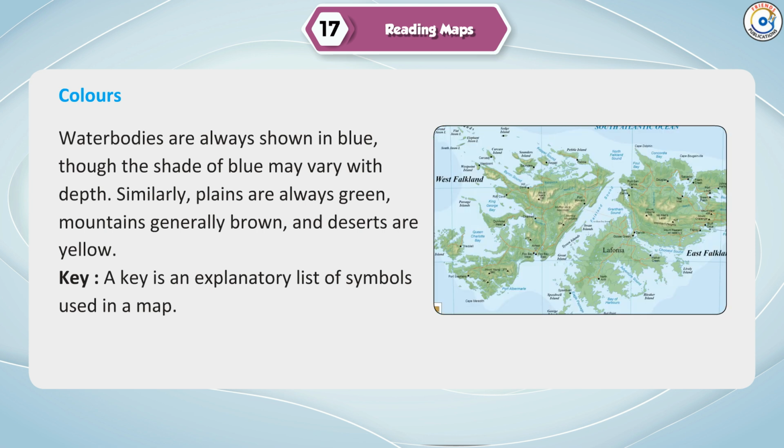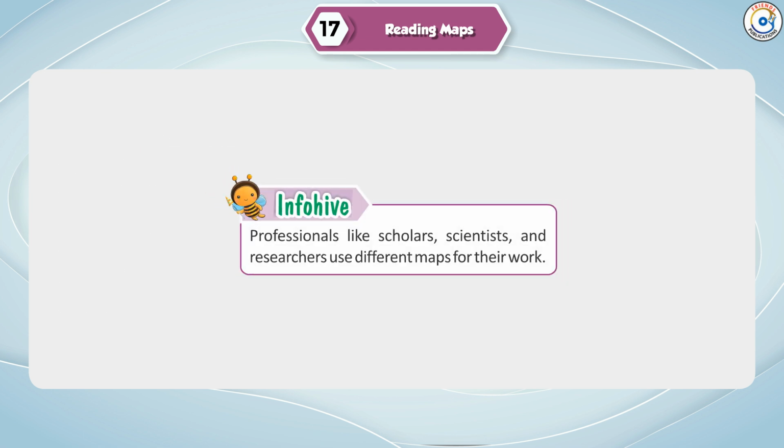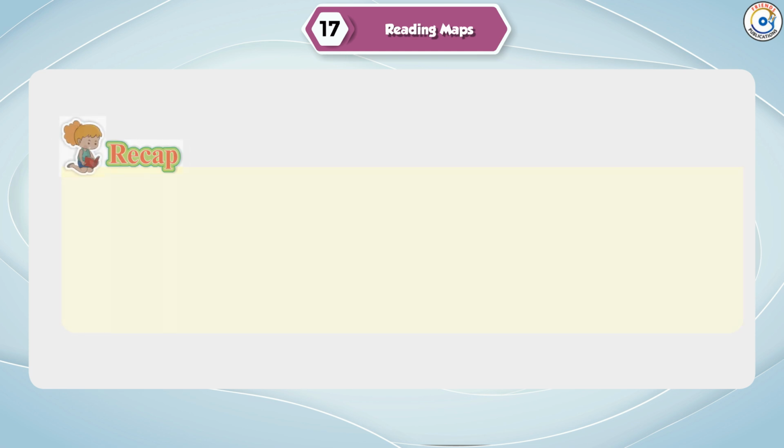Key. A key is an explanatory list of symbols used in a map. Info-Hype. Professionals like scholars, scientists, and researchers use different maps for their work.